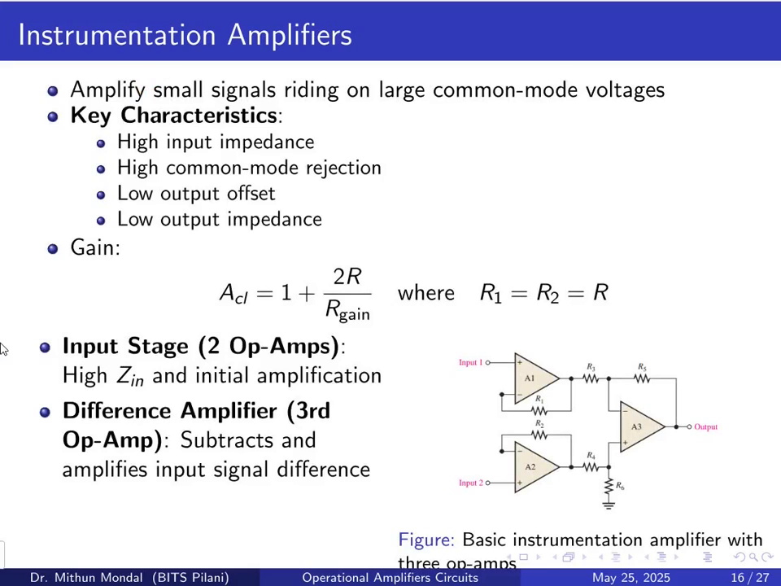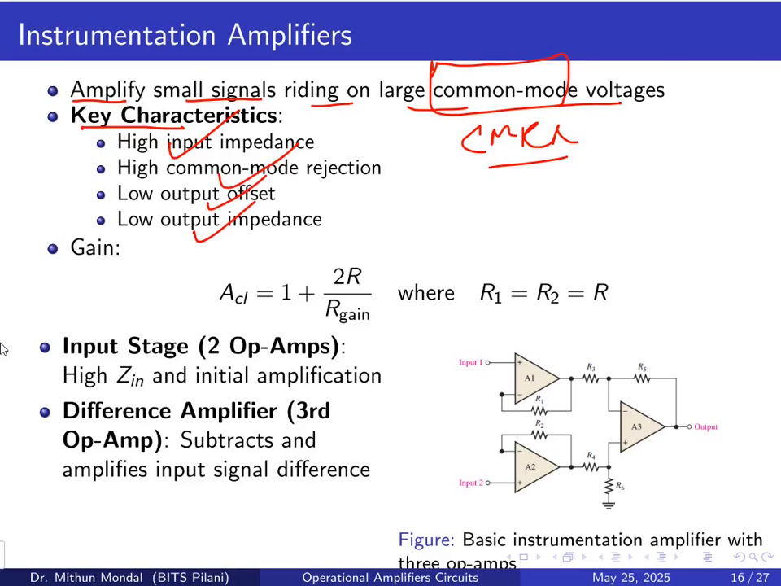The next circuit we will discuss is the instrumentation amplifier. These circuits amplify small signals riding on large common mode voltages. Common mode voltages we have discussed in the previous lecture in detail, the concept of CMRR. The key characteristics of an instrumentation amplifier are high input impedance, high common mode rejection, low output offset and low output impedance.